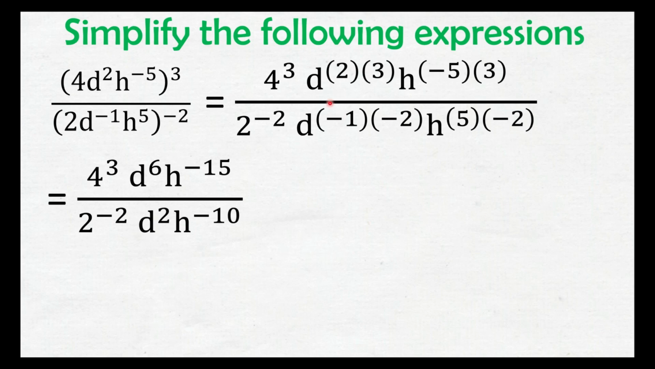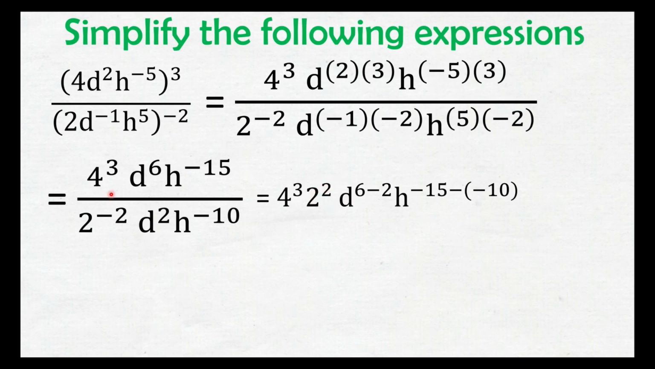Okay, so simplify. 2 times 3, that is 6. So, exponent ng d, sinimplify na natin. Negative 5 times 3, that is negative 15. Negative 1 times negative 2, that is positive 2, so d square na ito. 5 times negative 2 is negative 10, so we have h raised to negative 10. And then, ang ginawa ko, since yung exponent nung 2 natin ay negative, iakyat ko siya sa numerator. Kaya napunta siya dito, 2 square na siya, so wala na yung negative exponent niya.